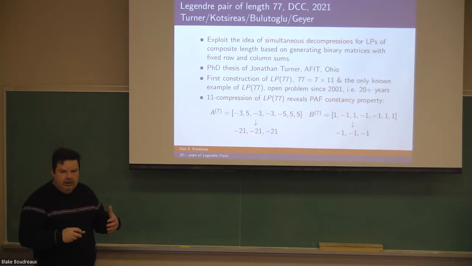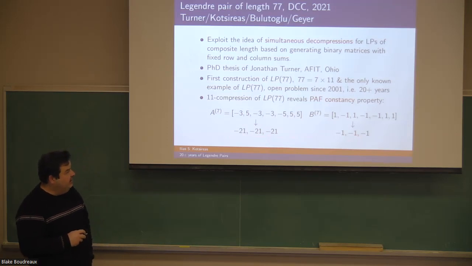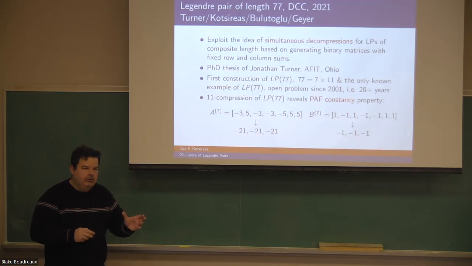There is a lot of structure here. And this structure tells us that if your compressed sequences have this PAF constancy property, so if they have constant PAF, like this one here and this one here, then you have better chances to actually get a decompression.